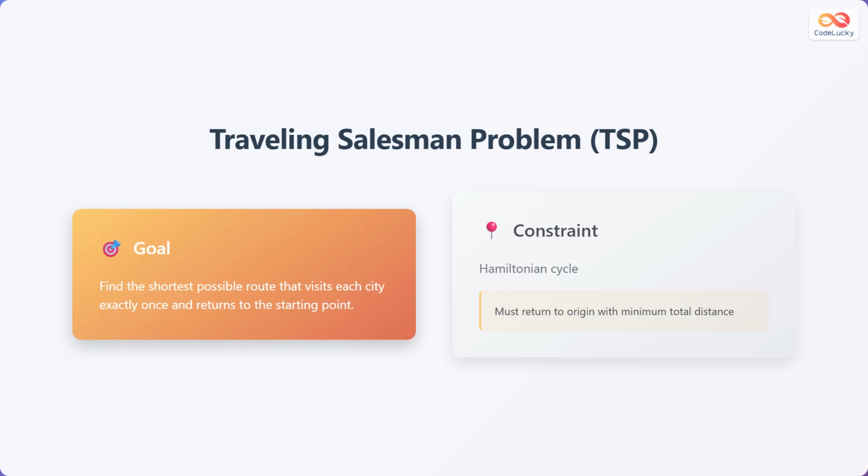The traveling salesman problem has one major constraint. The solution must form a Hamiltonian cycle. The salesman must return to the origin with the minimum total distance traveled. The Hamiltonian cycle ensures that every city is visited exactly once, and the return to the origin completes the cycle.